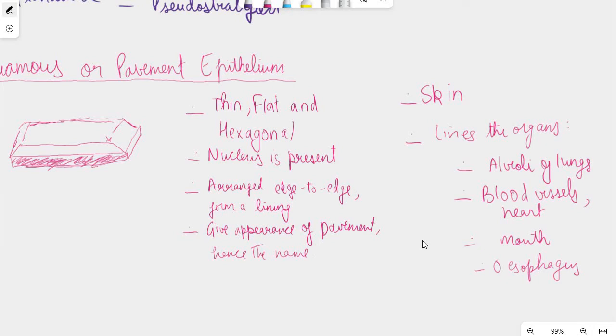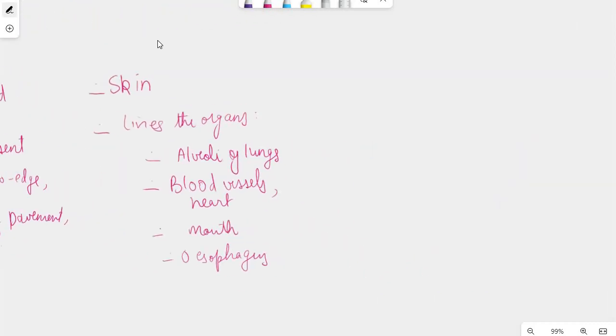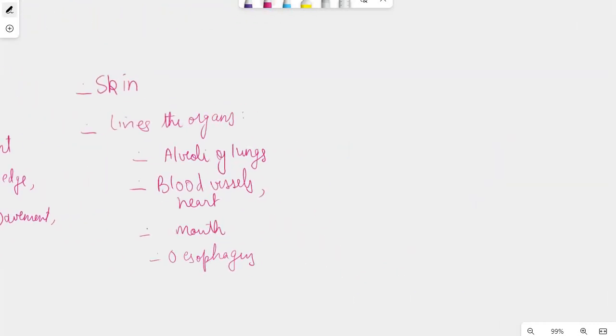So basically it is thin, flat and hexagonal. They possess a nucleus. They are arranged edge to edge, so they form a lining and they give the appearance of pavement, hence the name pavement epithelium, to be more convenient. And they are present on the skin. They line the organs: alveoli of lungs, blood vessels, heart, mouth and esophagus. So now we've done the location and the structural features. Now we'll do the functions of the squamous epithelium.